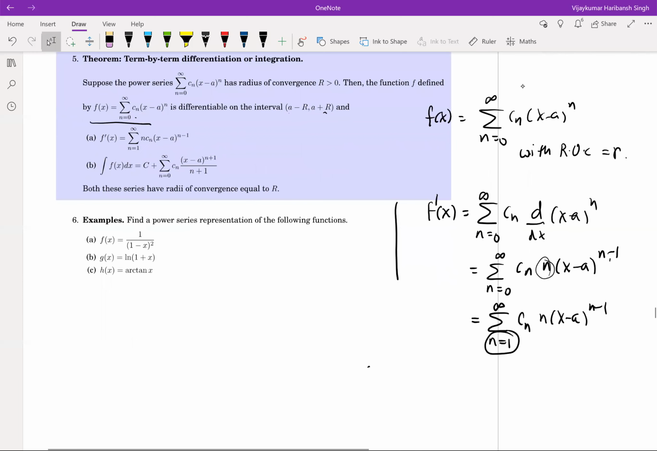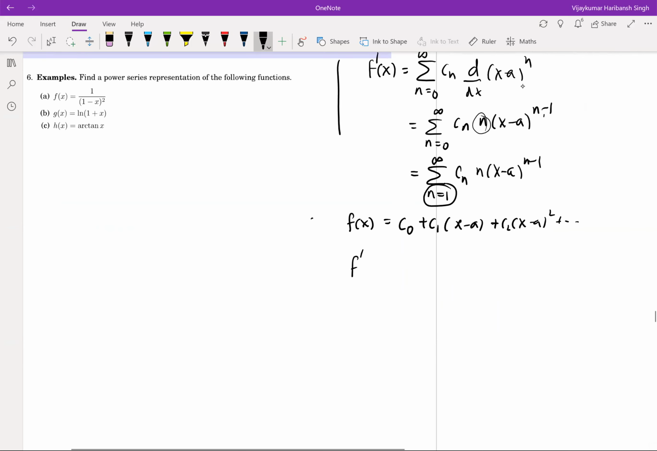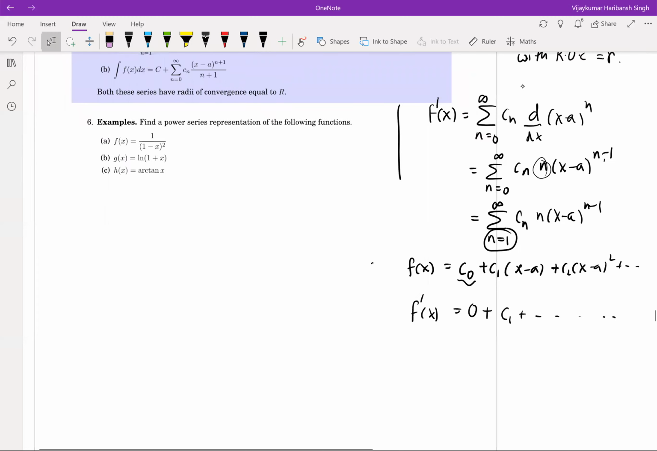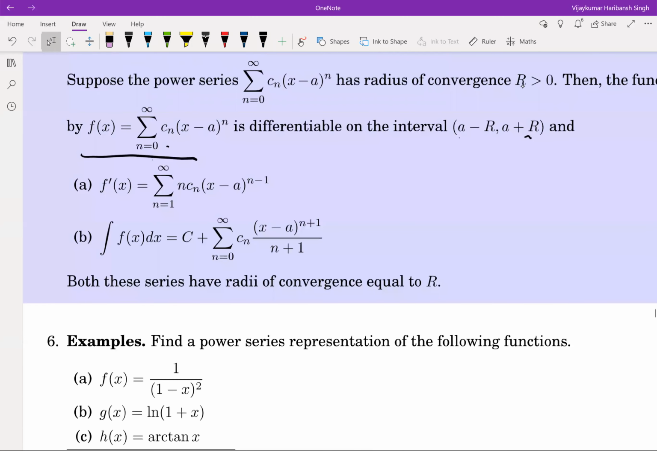Even otherwise, you can look at it from another perspective. Suppose your f of x is c0 plus c1 (x minus a) plus c2 (x minus a) squared, and so on. When you take the derivative, f prime of x, the first term becomes 0, and you have c1 and so on. That's why when you write it down, it starts with n equals 1 when you take the derivative.